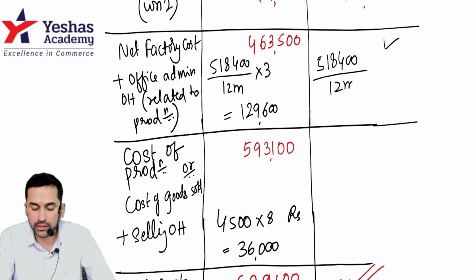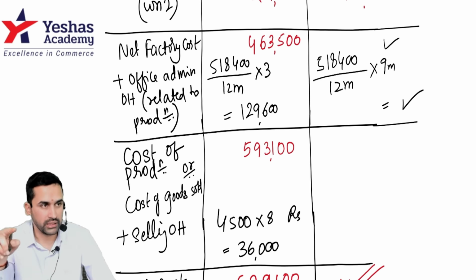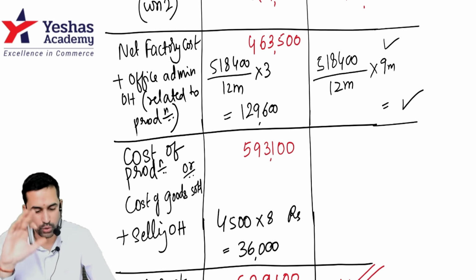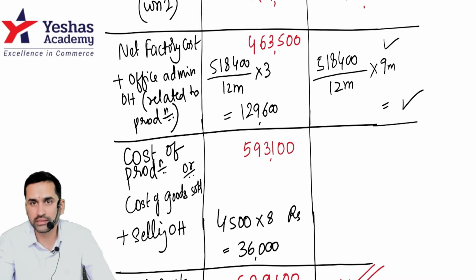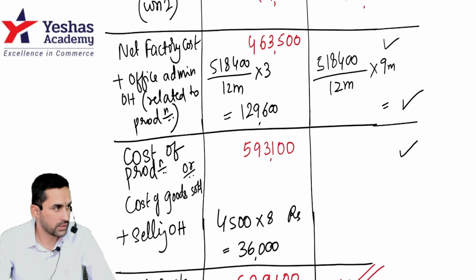518,400 by 12 into 9. Correct? This is one way. Or 129,600 is for 3. How much is for 9? Simple cross multiplication. Or total 518,400, from that you minus 129,600. Balance has to be for 9. Whichever way you are comfortable, you can present. So this will take you up to this.